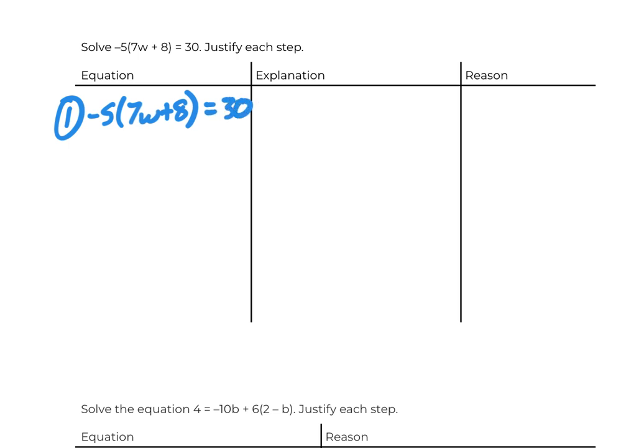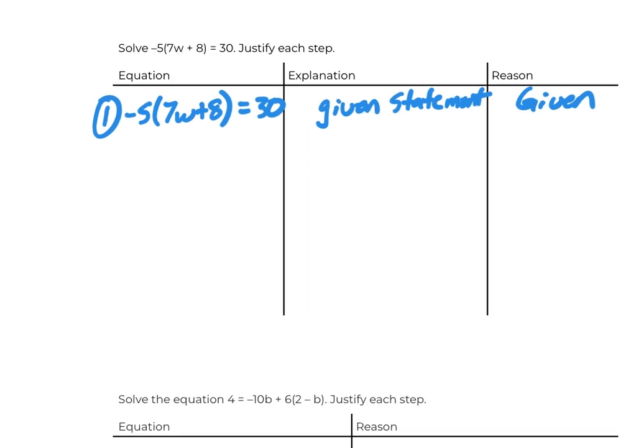We're just rewriting the equation that we are given. So here, this is our given statement. And the reason why is because that's what we were provided. That's what we're given. And for these equation ones today, that's going to be your first step almost every single time. Okay? Eventually, that first step is going to change.